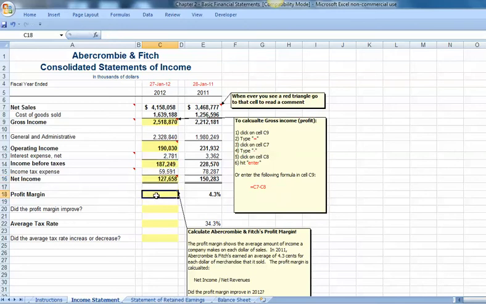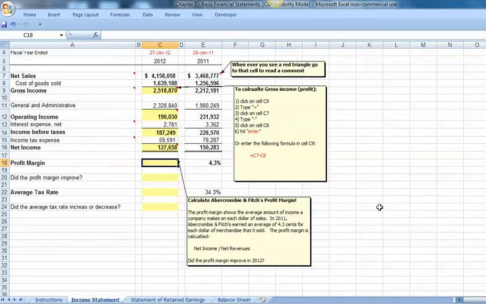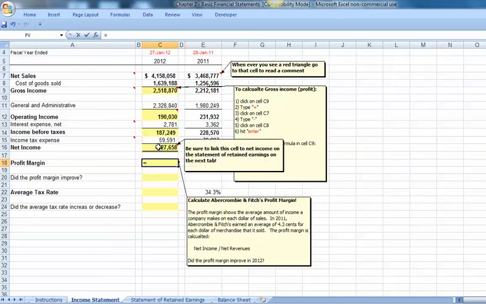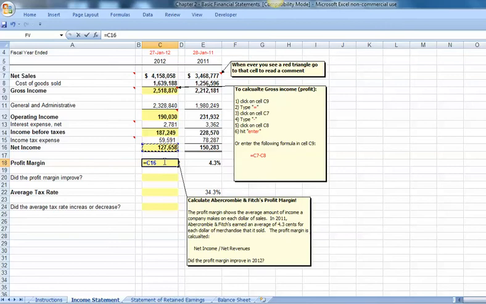Our profit margin is our net income divided by revenues. And our question is, did our profit margin improve in 2012? In 2011, we made 4.3 cents in net income for every dollar in sales. In 2012, our net income of $127,000 divided by our net sales gives us a profit margin of 3.1%. So select yes or no for did our profit margin improve.